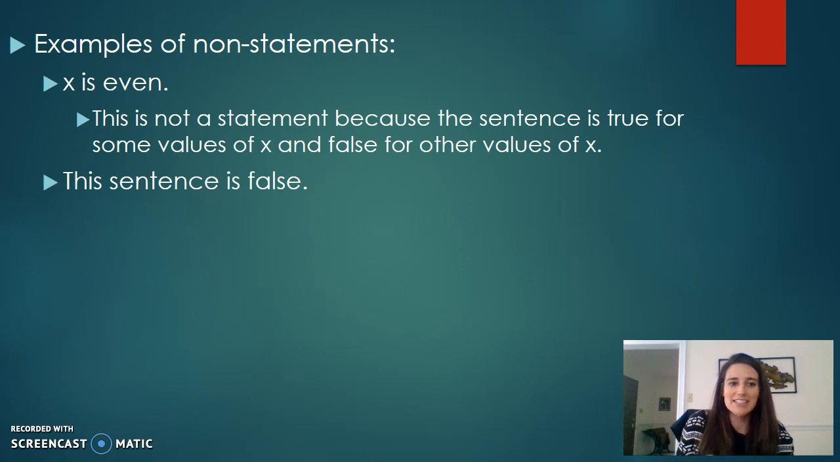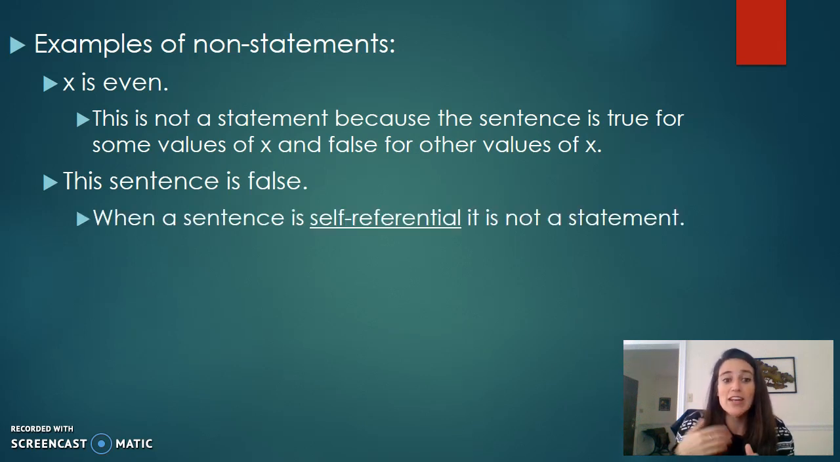What about the sentence, this sentence is false? Well, if we think of this statement as being true, then that would mean this sentence is false. But if we think of this statement as being false, that would imply the sentence is true, and that's the kind of loophole we don't want to get stuck in math. So whenever a sentence is self-referential, meaning it refers to itself, then that sentence is not a statement.